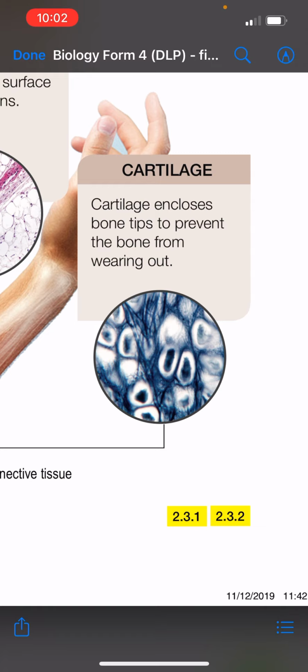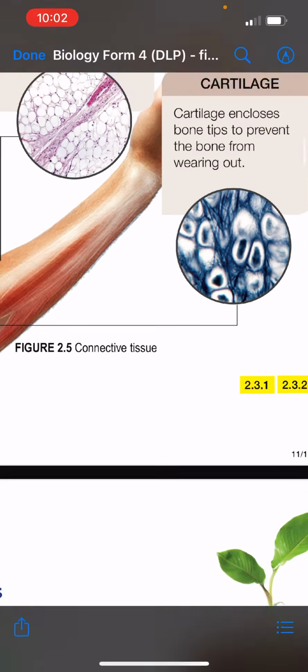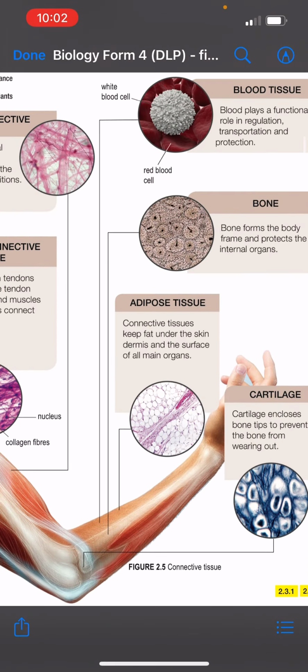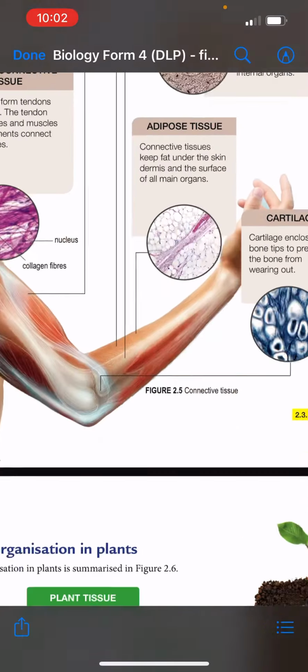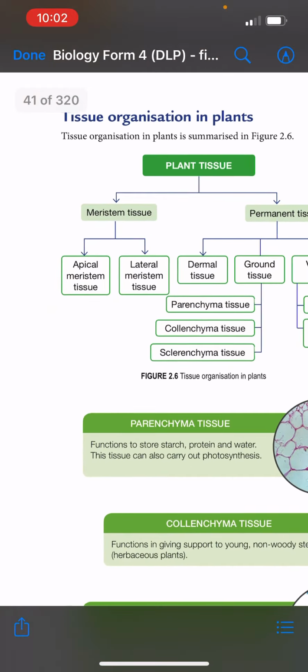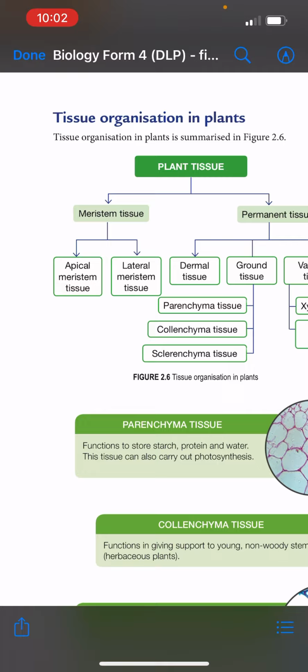Cartilage. At the end of the bone, there is actually a thin layer that protects the bone from wearing out. This is cartilage, to prevent the bone from wearing out. So these are the examples of connective tissue. Okay, finish. Tissue in animal.